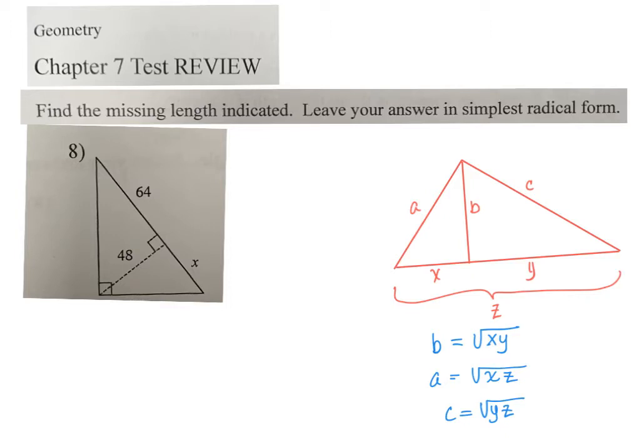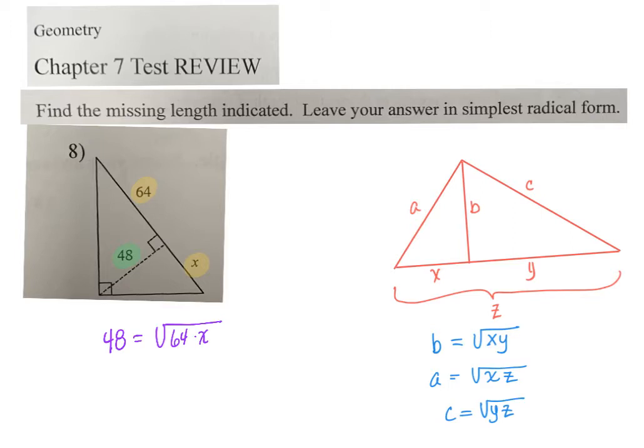So for this particular one, I have this altitude, right? So this is going to be the geometric mean between these two pieces, those two pieces. So I would set this up: 48 is the geometric mean between 64 and X, all right?